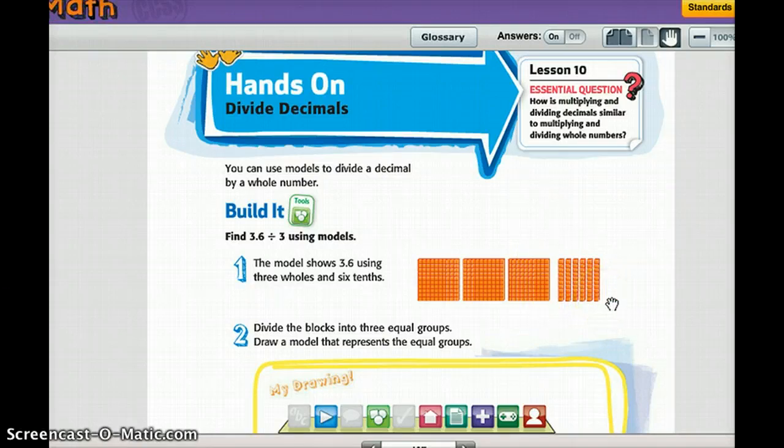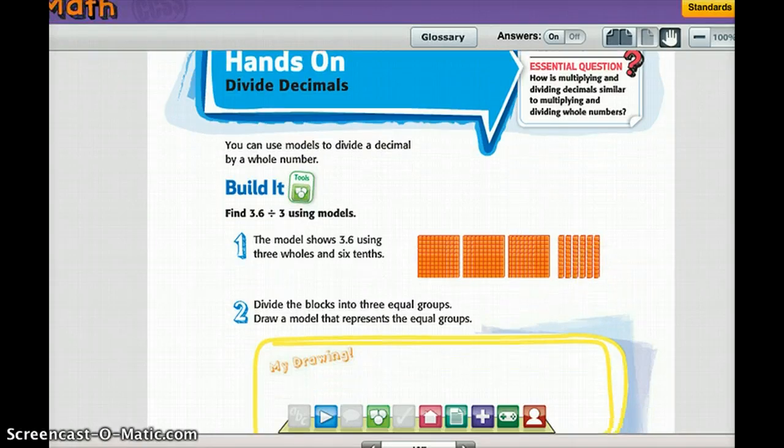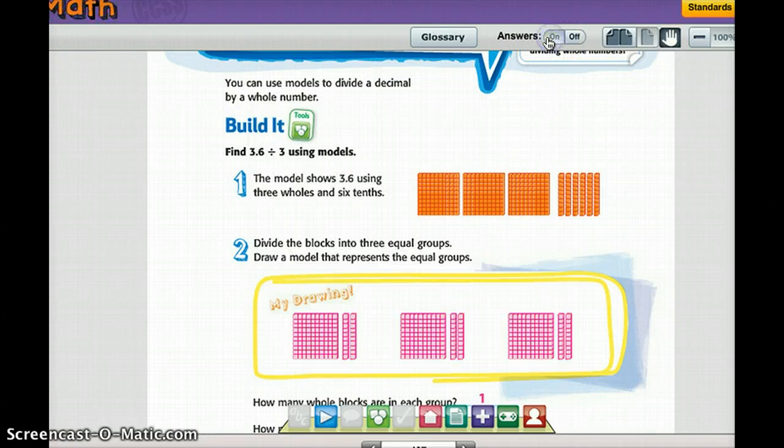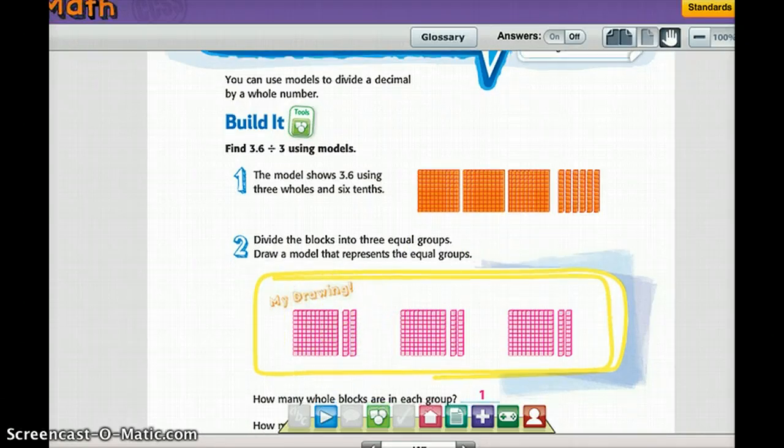So now we have to divide them into 3 equal groups. So remember when we split up base 10 blocks into groups, we want to make sure that they're all even. So sometimes you might have to, like the girls did, break these up into tenths, but in this case, there are 3 wholes, so we can just put each whole into a group. So we have each whole or flat into the group, and then we have 2 of the tenths blocks. So we have 1 whole and 2 tenths blocks in each equal group.